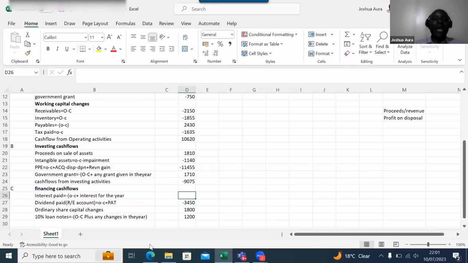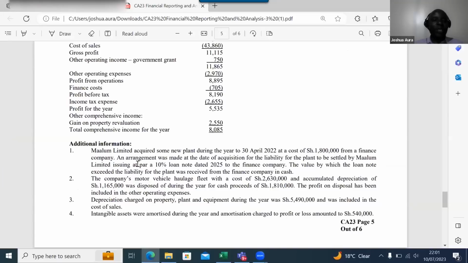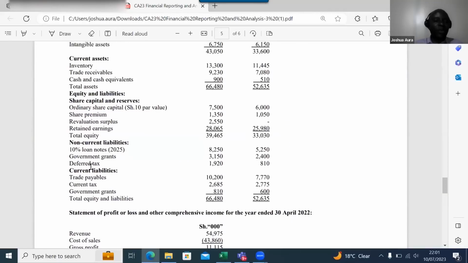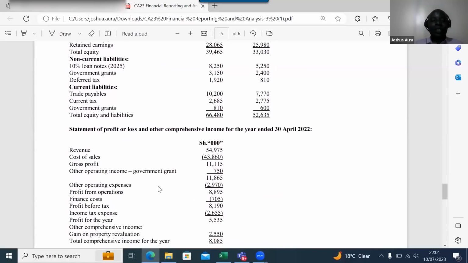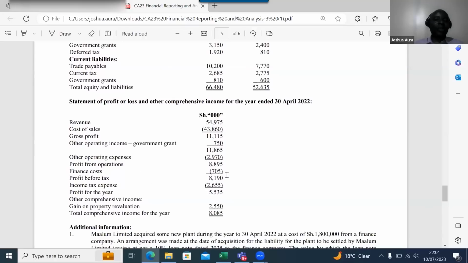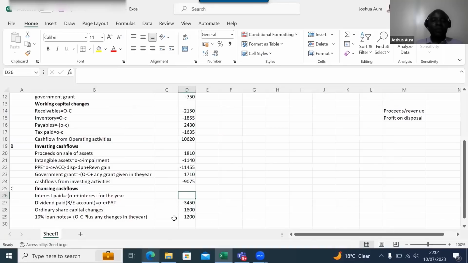So we come here. Here we do not have any interest obligation in this question. If you look at the obligations here, there is no interest obligation. So it's 0, 0. But we have interest that was paid in the year. In the income statement, we have interest which was paid in the year, which is finance cost 705. So this 705, ladies and gentlemen, is what I'll simply come and say here, minus 705, because this is a cash outflow.